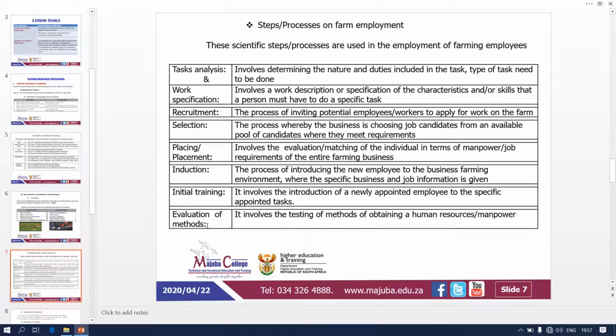Then evaluation of methods. Whatever you have done, you need to evaluate, because whatever you put in must come out as an output. You're checking the output. It involves testing methods of obtaining manpower. Now you check yourself whether the processes or steps that are there give you favor or not in terms of the recruitment and selection of employees. Then we move forward.